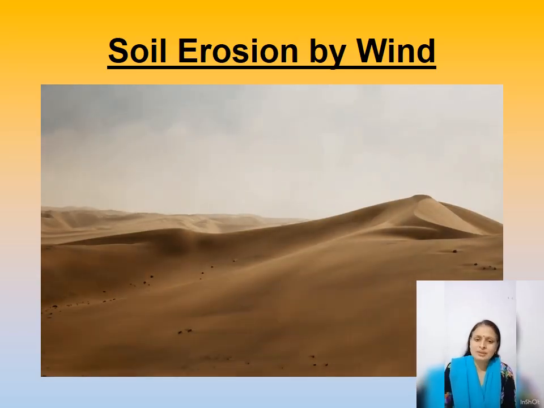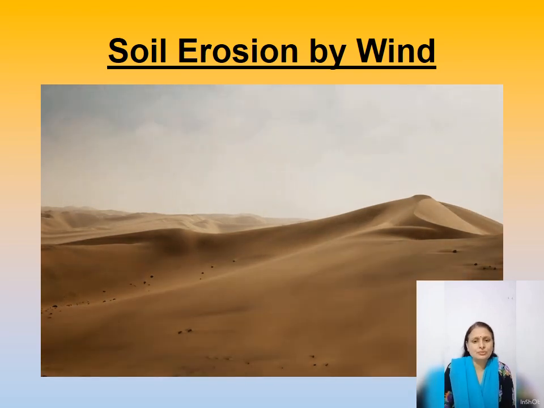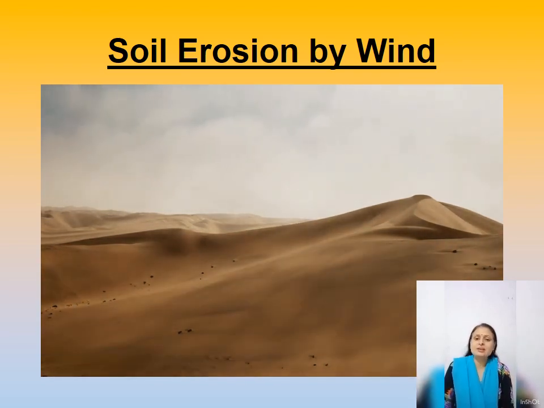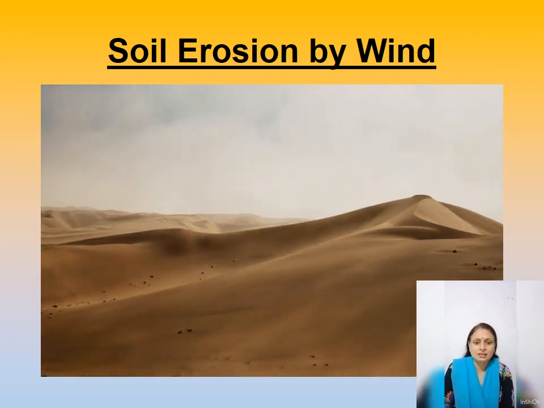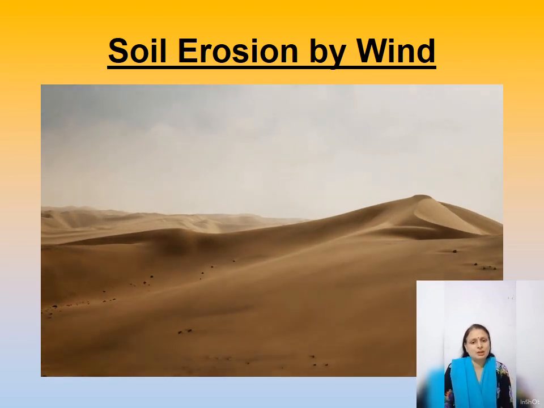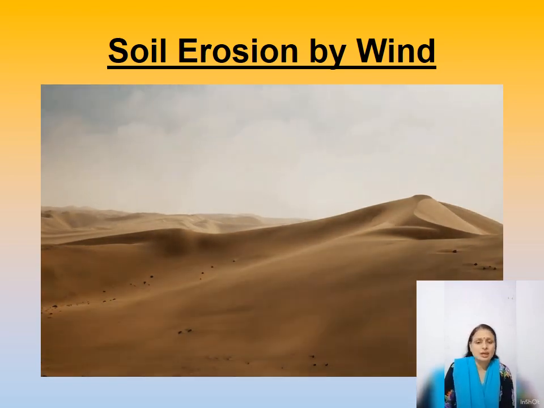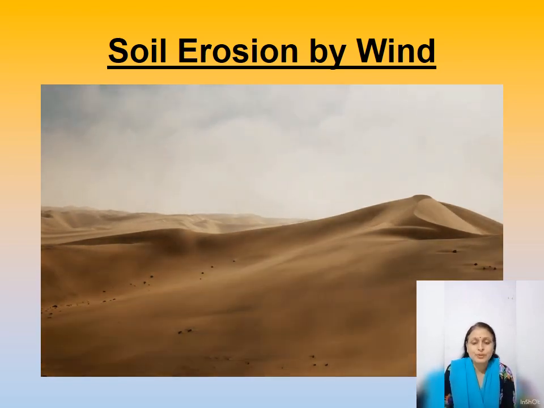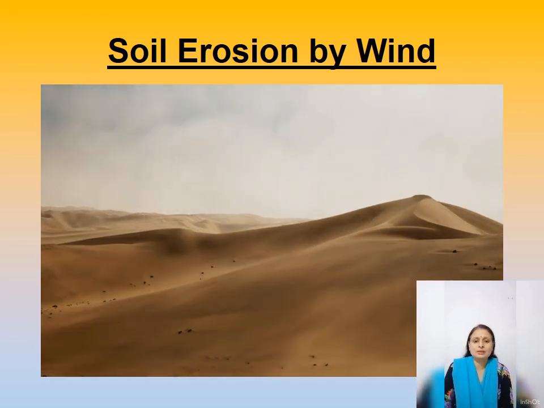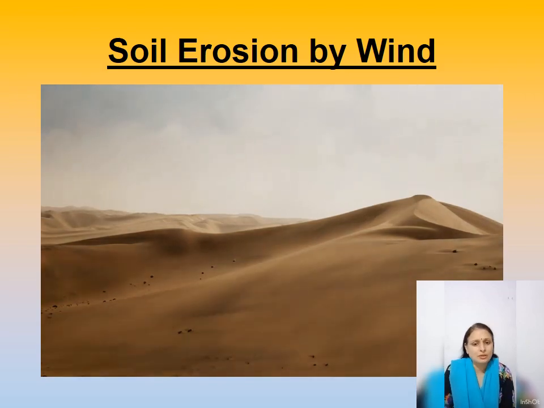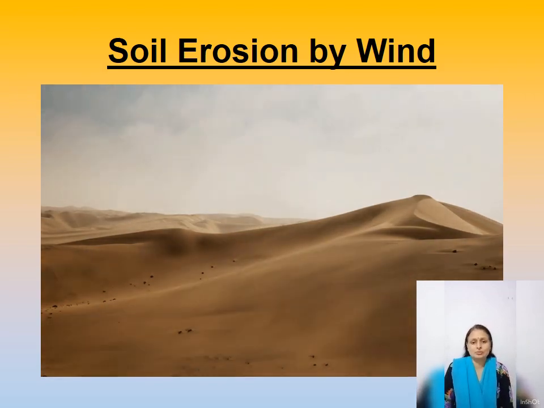Soil erosion by wind. Students, due to strong wind, a huge amount of soil is blown away. Especially in desert areas, strong wind carries a lot of soil and sand from one place to another place. Soil erosion affects the farmers also. Quite often, the small plants lose the soil cover around their roots and can die also.